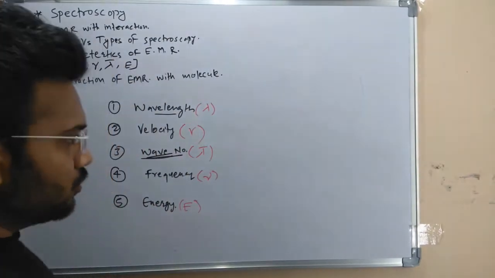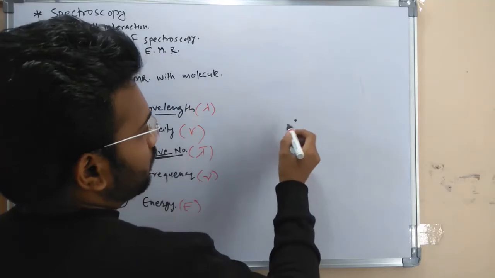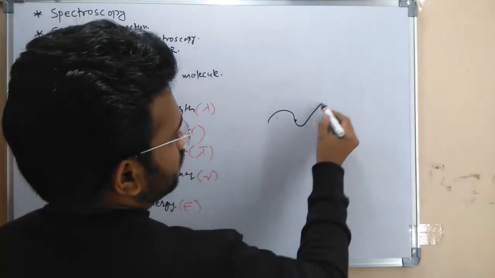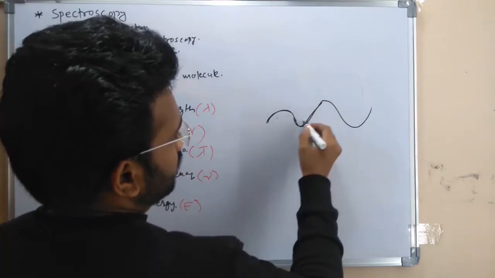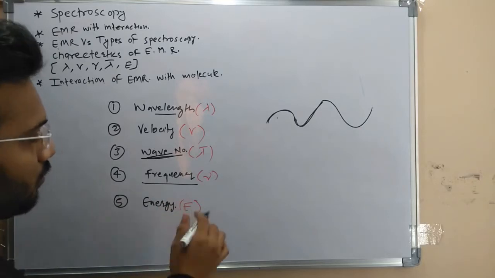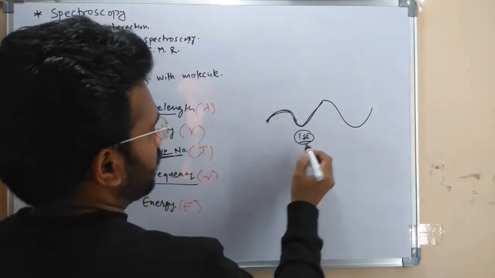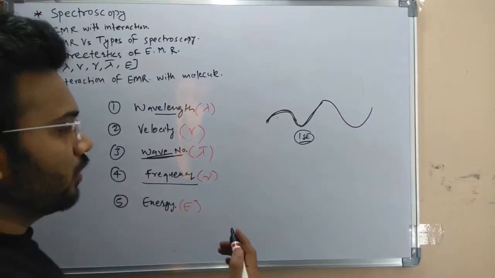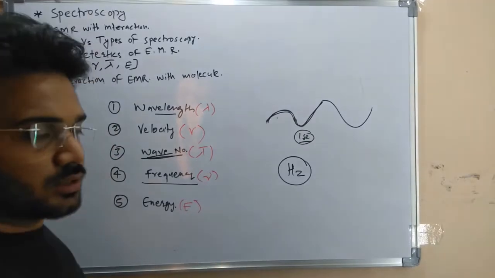Frequency means, suppose we take a specific point. The number of waves passing through a specific point in 1 second is called frequency, and the unit for frequency is hertz.